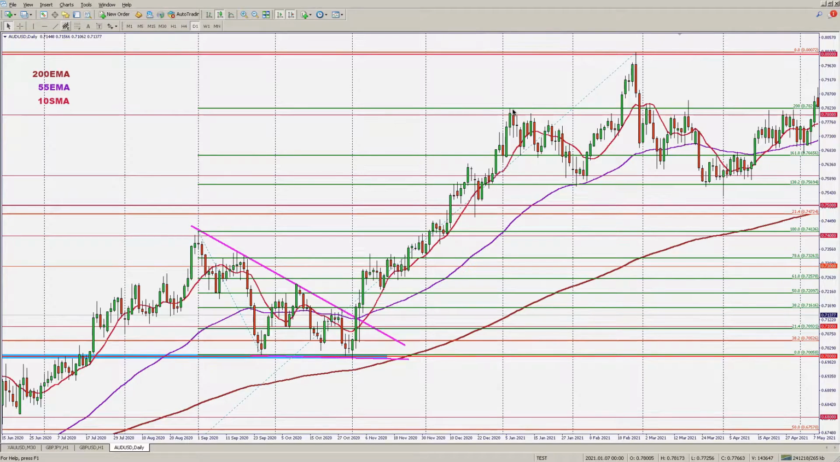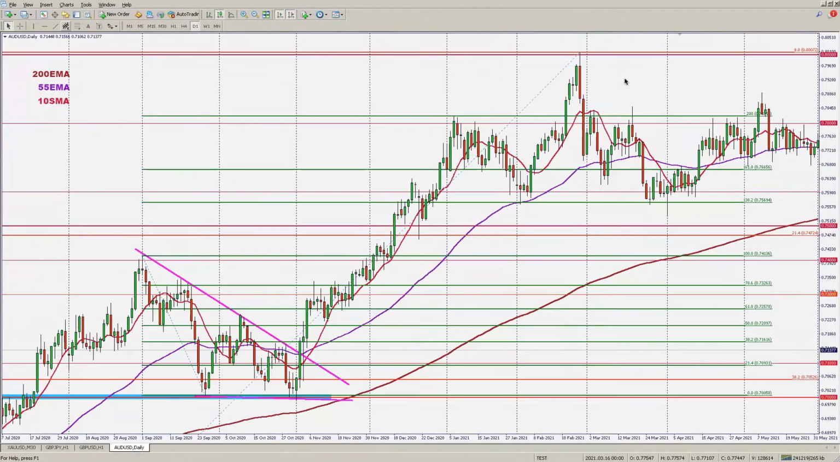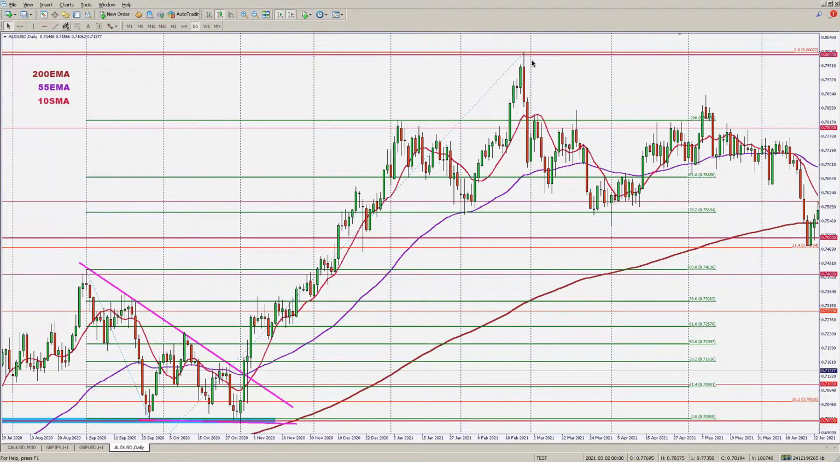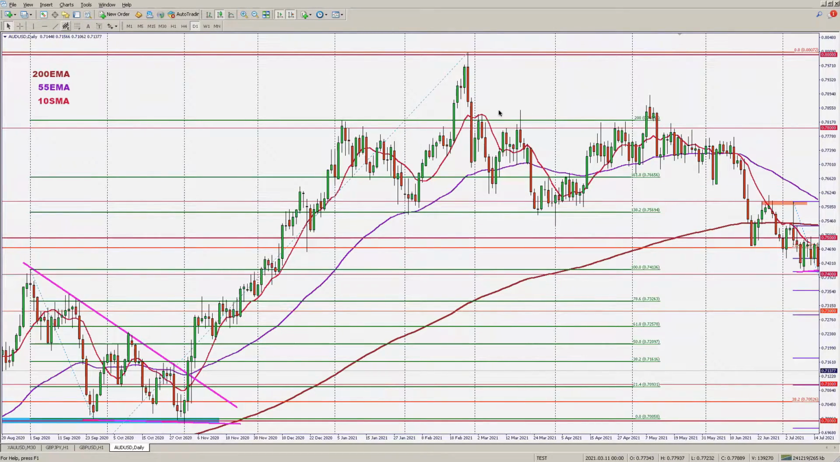And after hitting the 200 fib, it pulled back into the daily 55 EMA, right at the 138 fib retracement, and formed one more higher high to hit the 80.00, slightly higher than that, before pulling back down below the daily 55 again, and then consolidated around this area.